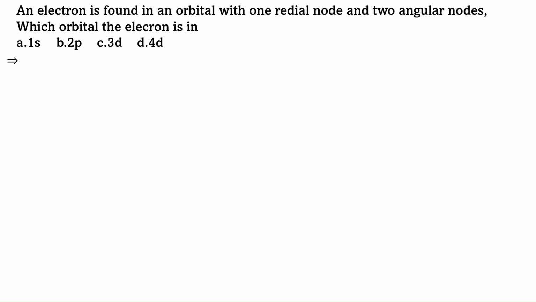The question is, an electron is found in an orbital with one radial node and two angular nodes. Which orbital is it in? There are four options. We have to find out the correct one.